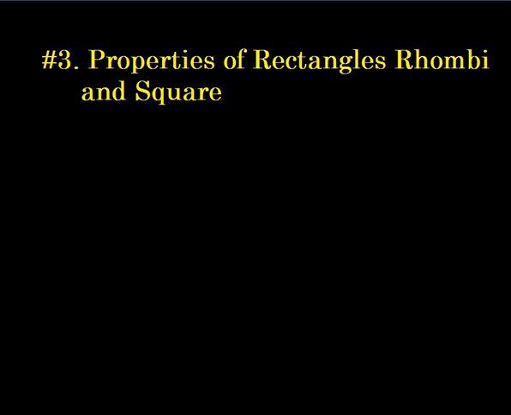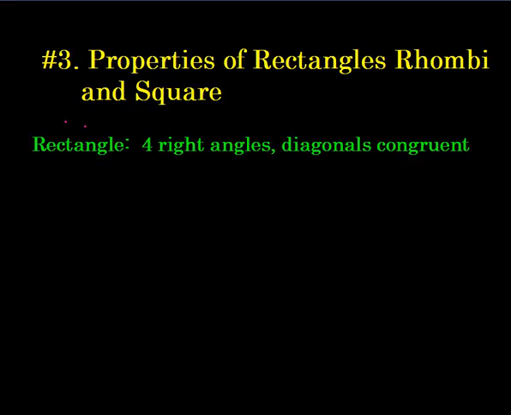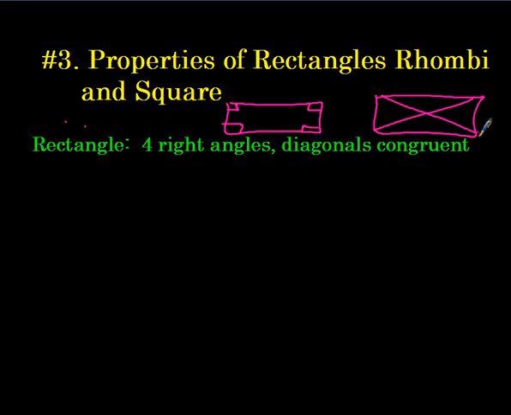Alright, number 3, properties of rectangles, rhombi, and squares. A rectangle is basically all of the properties of parallelograms, what we talked about in number 2, and also that it has 4 right angles, and that the diagonals are congruent. So if I draw these diagonals, those diagonals are going to be the same measurement. Remember, if I draw a diagonal here, these two angles are not equal to each other, but you do know that they add up to equal 90 degrees.